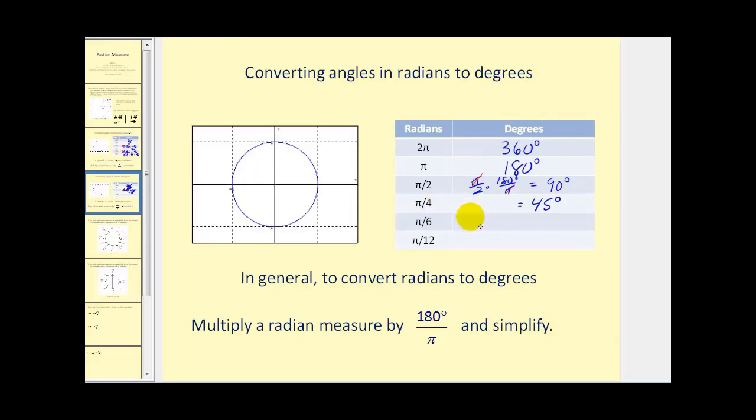Pi over 6 times 180 degrees over pi. Again, the pi simplifies out. There are 30 6's in 180, so this would be 30 degrees. And pi over 12, the pi's are out. 180 is the same as 12 times 15, so this changes to a 1, this changes to a 15, and we have 15 degrees.